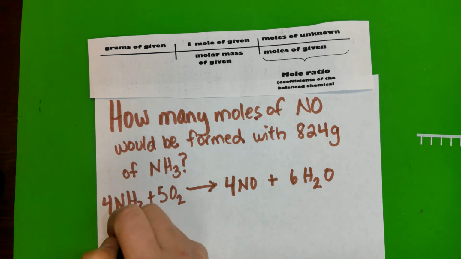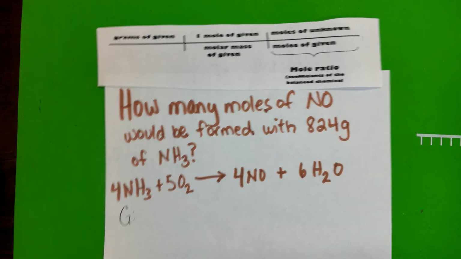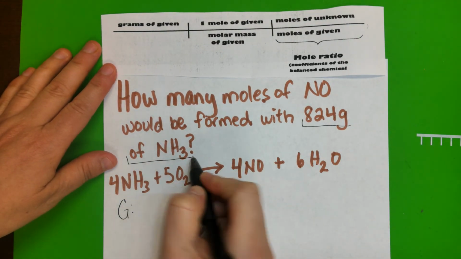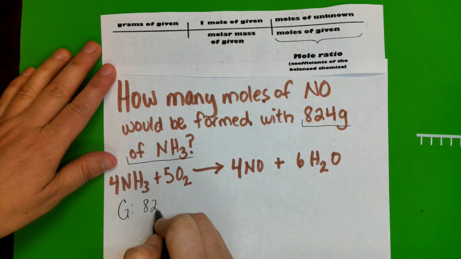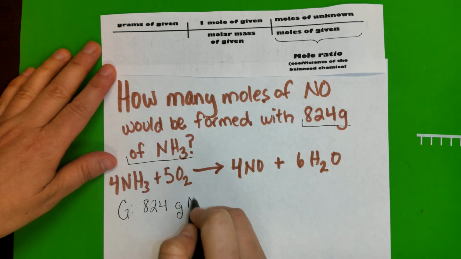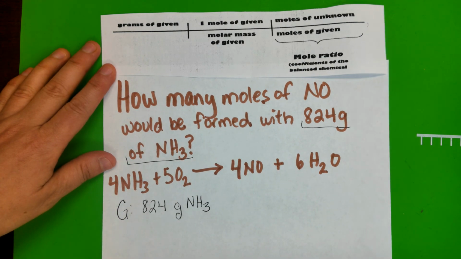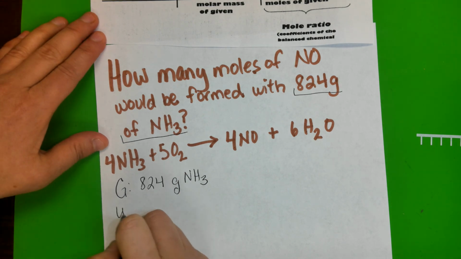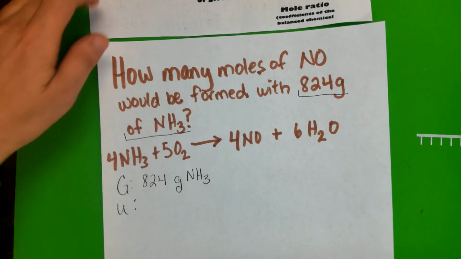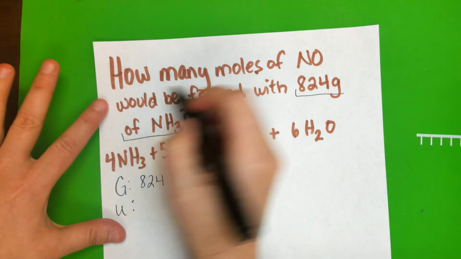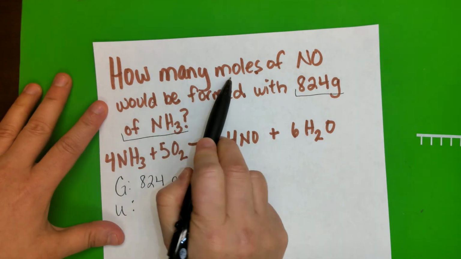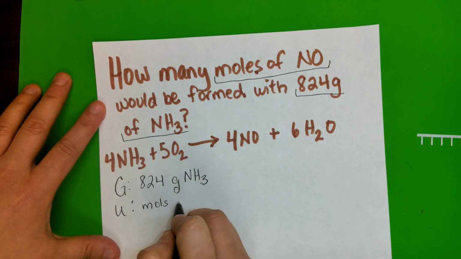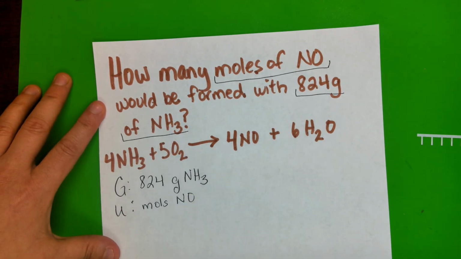Okay, so now let's get started. We're going to start with our given. Our given is based on the number that they give you. So it will be 824 grams of NH3. Okay, 824 grams of NH3. Your unknown is going to be based on what they're asking. So how many moles of NO? So that will be your moles, and that will be NO.